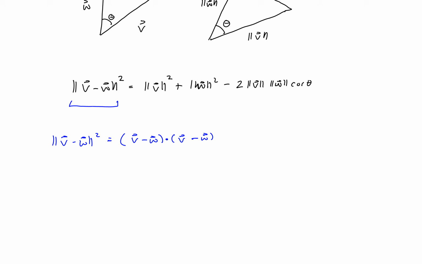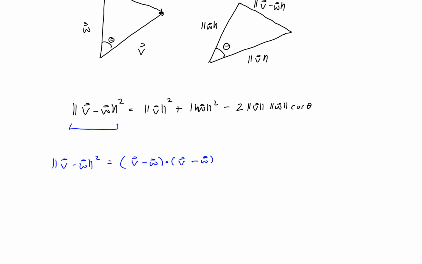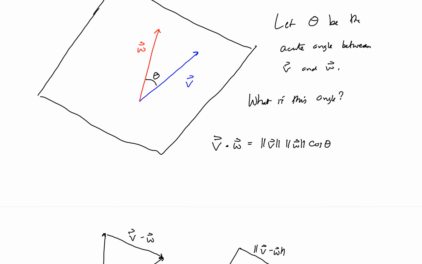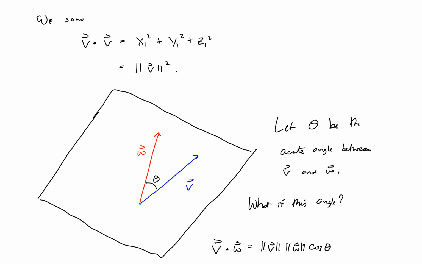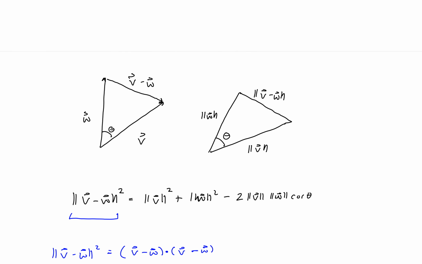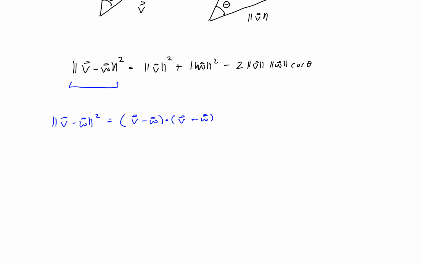That was our result above. Remember up here we had the vector dotted with itself is the magnitude squared, so we're just using that in the other direction. So let's go ahead and distribute this out. So this is going to be v dot v minus v dot w minus w dot v plus w dot w.